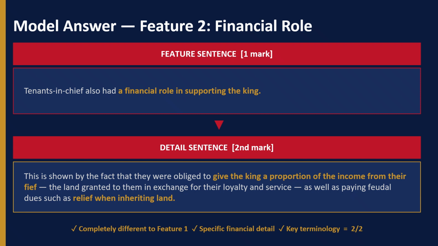So now I need to provide feature 2, and I'm going to make sure it's completely different from the military role. So in this instance, I'm now looking at finance. So my feature sentence would say something like, tenants-in-chief also had a financial role in supporting the king. And then my sentence with detail in would say, this is shown by the fact that they were obliged to give the king a proportion of the income from their fief, the lands granted to them in exchange for their loyalty and service, as well as paying feudal dues such as relief when inheriting lands. Again, this is crystal clear, linked, focused, and entirely different from feature 1. Together, these two should earn you the full 4 marks.